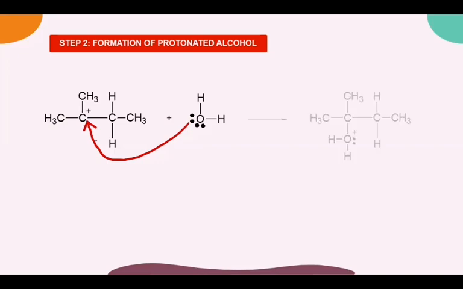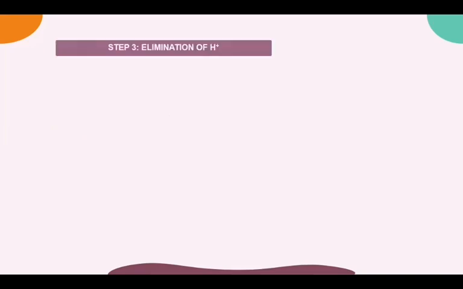So what we will get here is a protonated alcohol. Protonated alcohol is the OH here. This OH is an alcohol with one extra proton. So we call this a protonated alcohol. So this is our second step in this mechanism. The third step is elimination of H+.